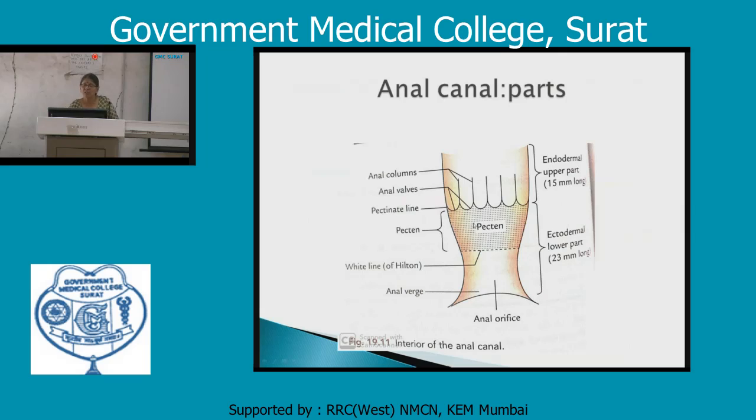Now what about this lower part? This is the pectinate line. Now below the pectinate line, 15 millimeter is known as pecten or transition zone. This part, 15 millimeter. And another 8 millimeter is the cutaneous part. This pecten is also lined by mucosa. Here was also mucosa, but columnar epithelium. Pecten is also mucosa, but here the epithelium is stratified squamous non-keratinized epithelium.